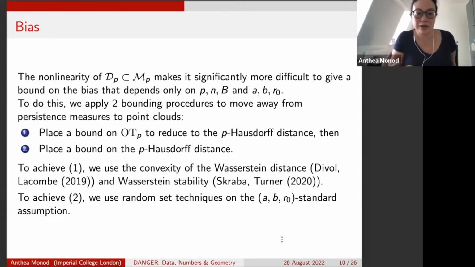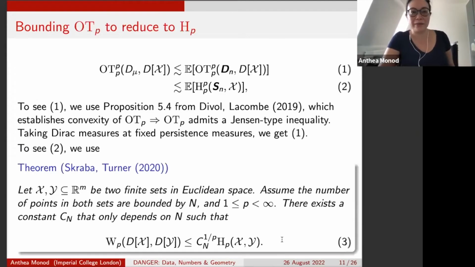And we do this by using some recently proposed techniques from just a couple of years ago by Deville and Lacombe, and also some more recent Wasserstein stability results by Primož Skraba and Kate Turner. And then we also use some random set theory to make sure that we get the a, b, r naught standard assumption part here. Okay, so let's do that.